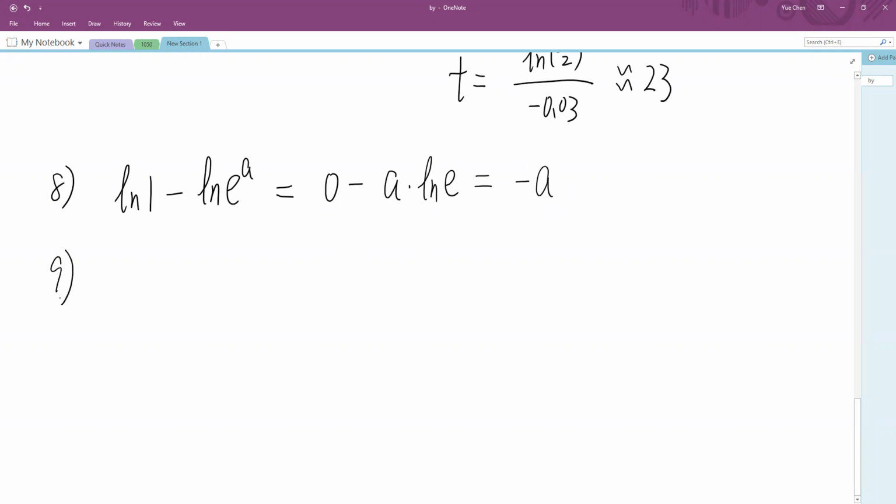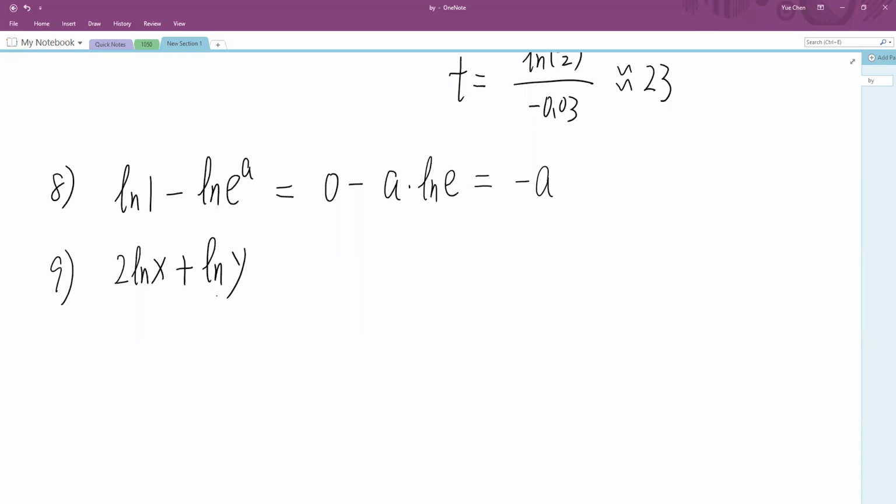Number 9. Use the properties of the logarithmic function to condense two times natural log of x plus natural log of y. Okay, so we use the properties.